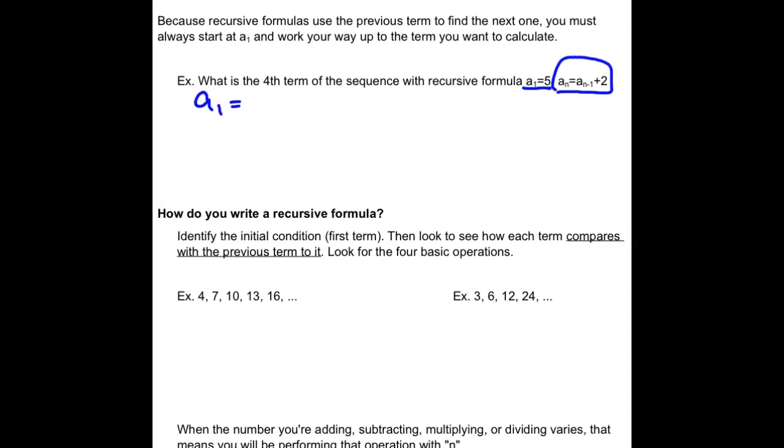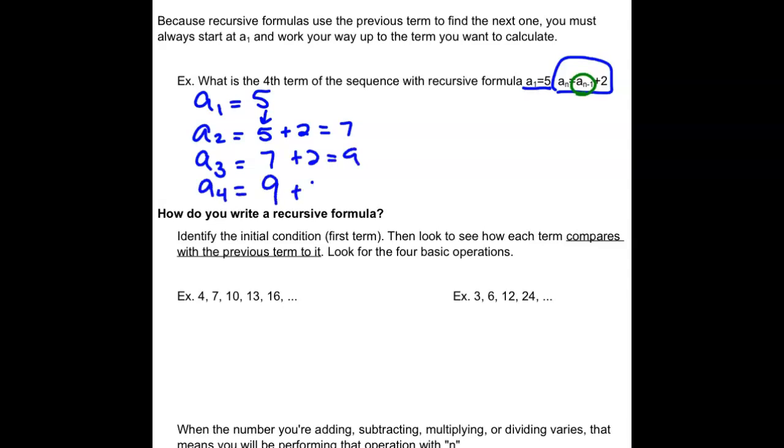So my first term is a 5. My second term, it says take the previous number, okay, a sub n minus 1, that is our previous answer, and then it says to add 2 to it. So I'm going to take my previous answer, add 2, it turns into a 7. To find the third term, I'm going to use the second term and add 2. To find the fourth term, I'm going to take the third term, which is a 9, add 2, and I get 11. So my fourth term of my sequence would be 11.